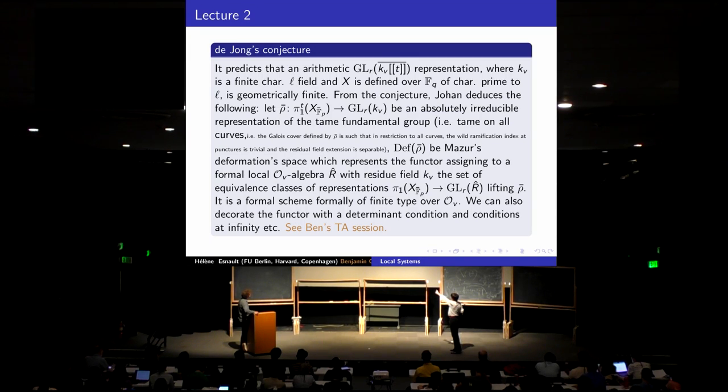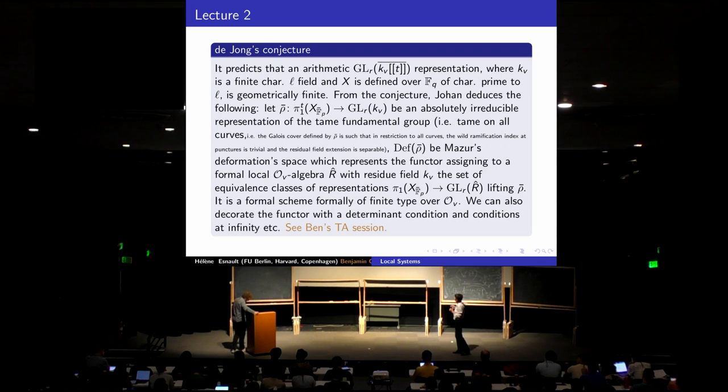So it looks very bizarre. The first time I saw that, I was very confused. How could he look at such representations here? So I repeat, he has a representation with values in GL_r of k_v((t)), the Laurent power series ring over k_v, which is a finite field of characteristic l, and from it the integral closure. And he assumes that the restriction to X over F_p bar is irreducible, and the conclusion is that it's finite.